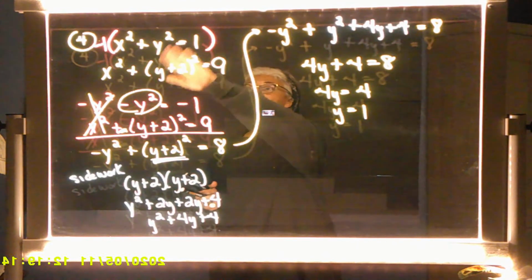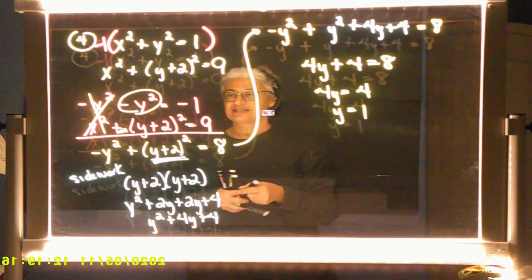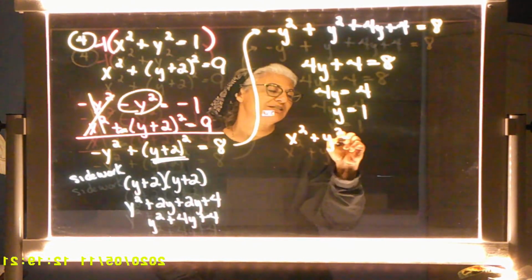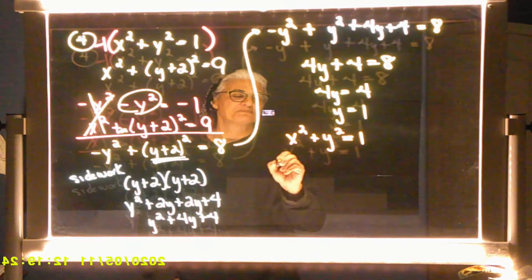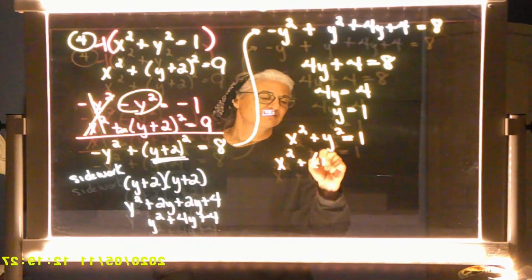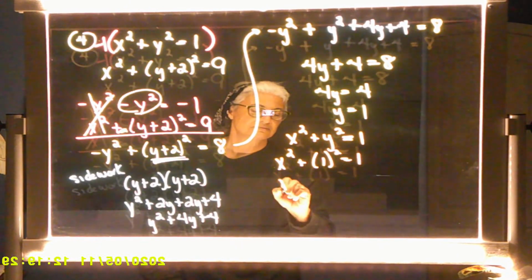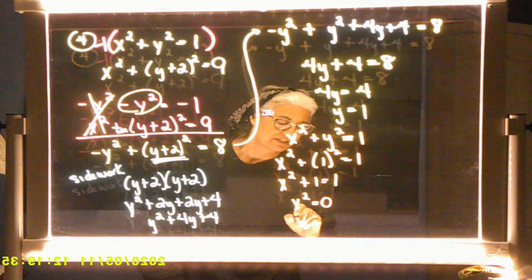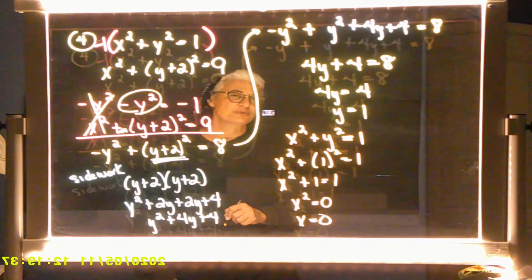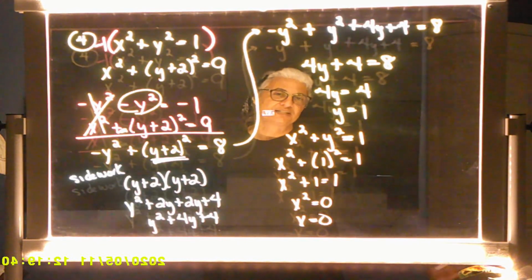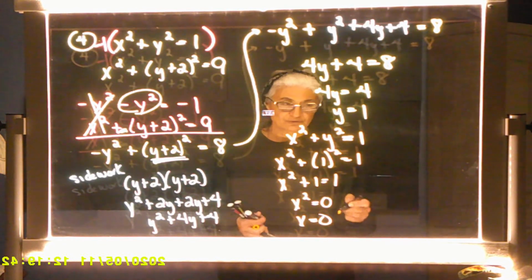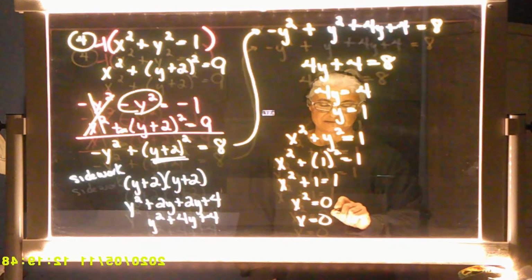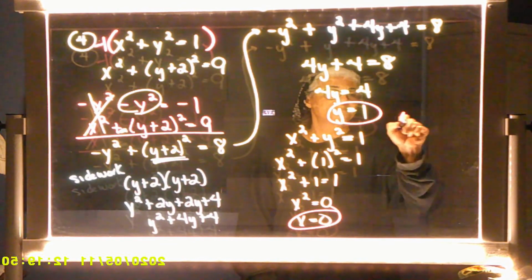Which one do you want to plug it in for, the first one or the second one? It doesn't make a difference, but I agree with you. Let's plug it into the first one because it looks easier. So we have x squared plus 1 squared equaling 1. x squared plus 1 equals 1. Even this answer is looking nice. You're like, you're supposed to get two answers. Well, a positive 0 and a negative 0 is still 0, isn't it? So it looks like I only have one answer in this case. I have the point (0, 1).